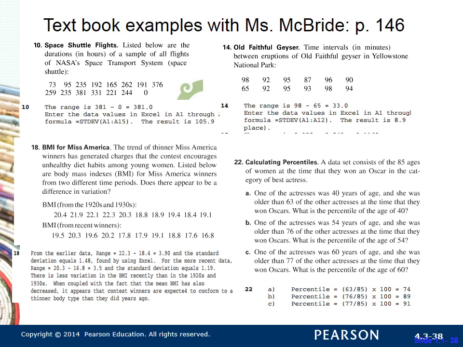You can look at part B and part C on your own if you want to pause, and then you can check the answers at the bottom.